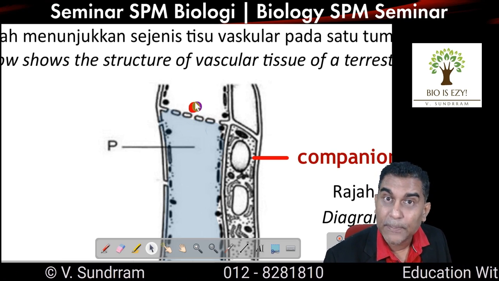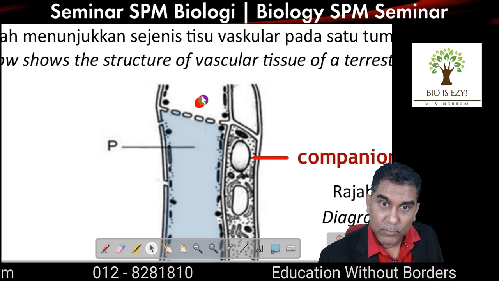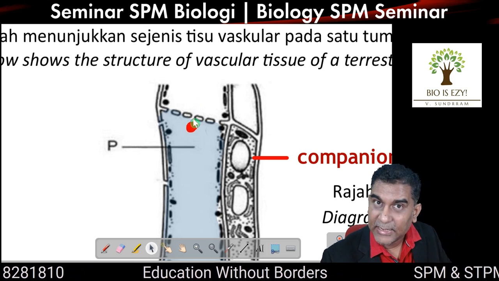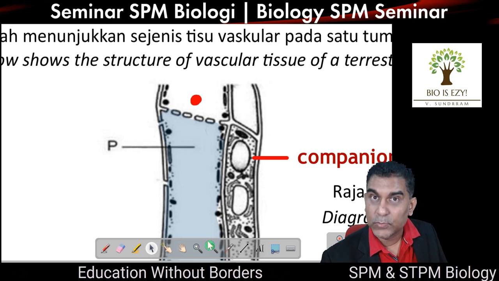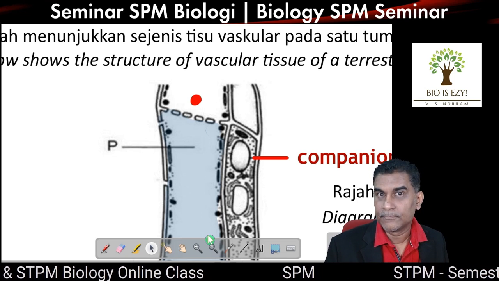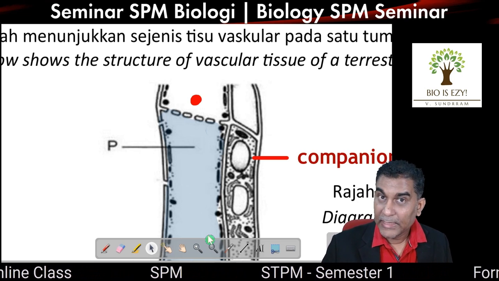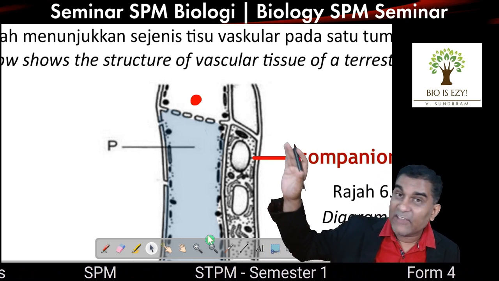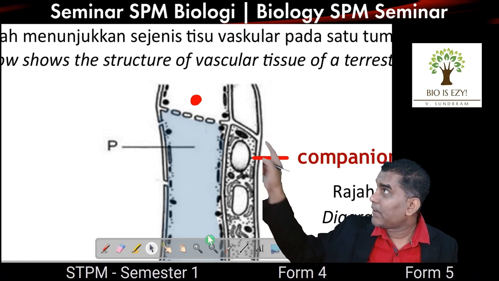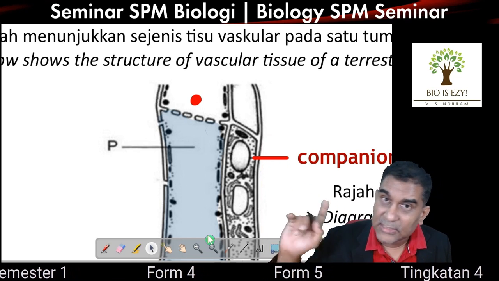To make sure the sucrose can pass through, the sieve plate must have pores. Mesti ada liang untuk membolehkan sukrosa meresap atau diangkut dari satu sel ke sel yang lain. Itu adalah penyesuaian kedua. Penyesuaian pertama, komponen-komponen sel merosot. Cell components degenerate to make it easy for the sucrose to flow. Second adaptation, the sieve plates have pores to allow the sucrose to flow from one cell into another cell. Plat tapis ada liang untuk membolehkan sukrosa diangkut dari satu sel ke sel yang lain.